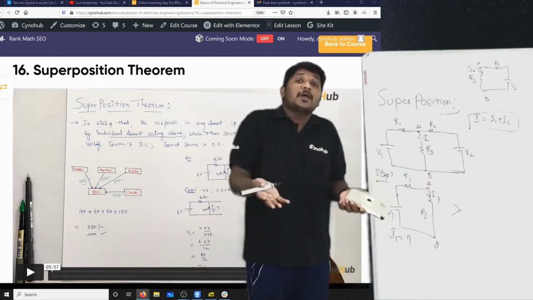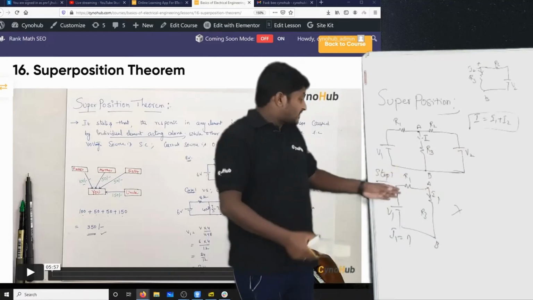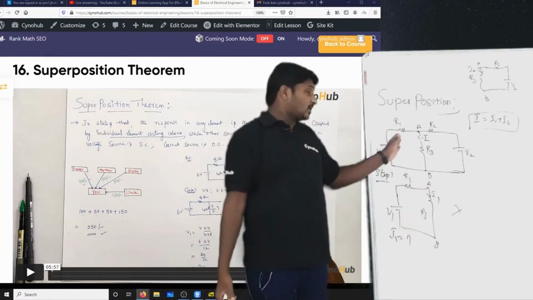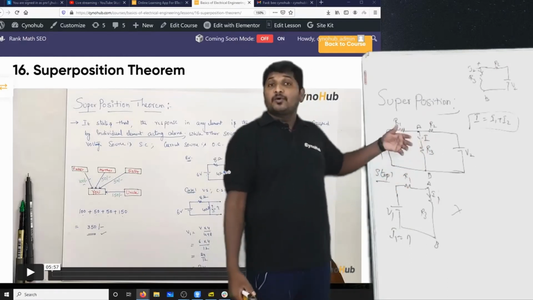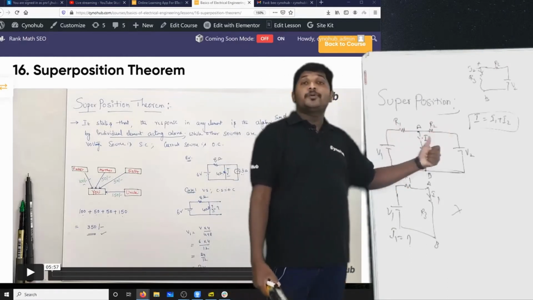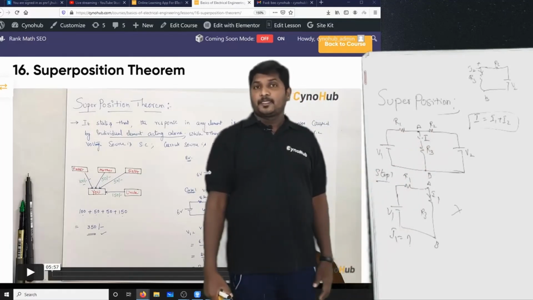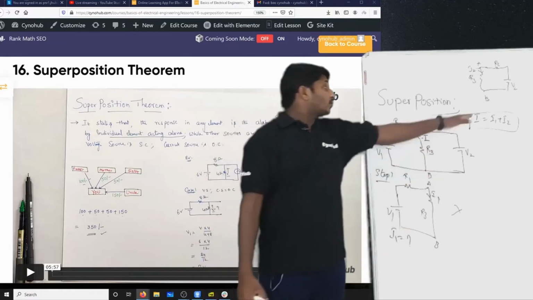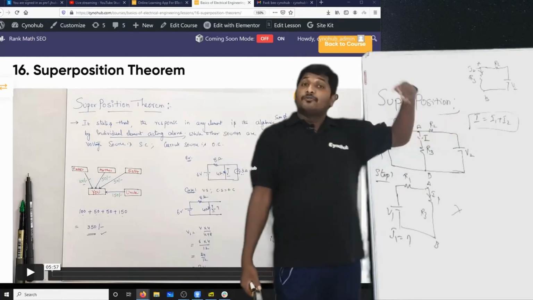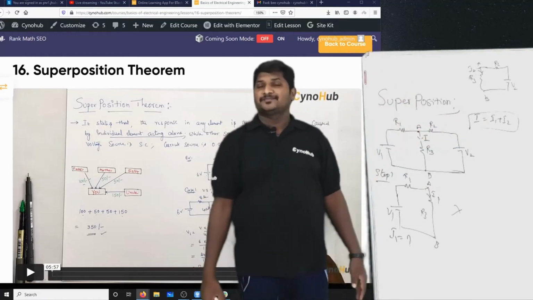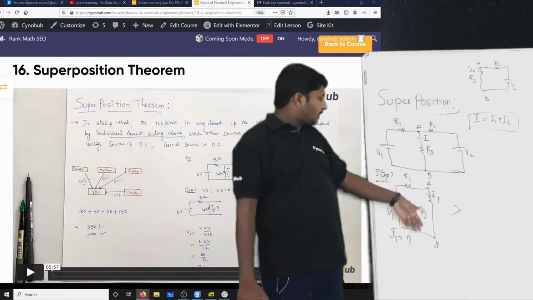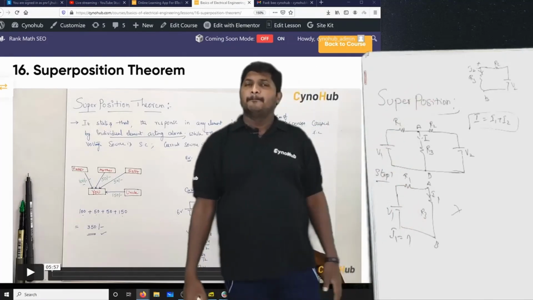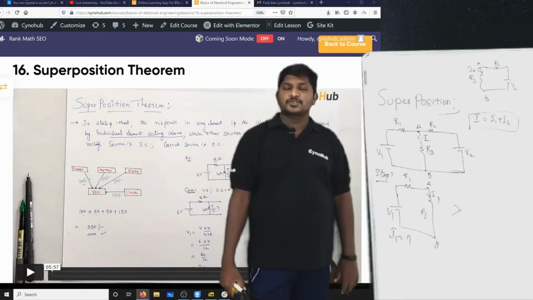If you know the current value, you are able to calculate the voltage across any resistor: voltage across R1, voltage across R2, voltage across R3, or power loss at R1, R2, R3. But the question is, you have to know what is the current flowing through that branch. So, this is a very simple theorem, the superposition theorem. Now, next, if you have any question?